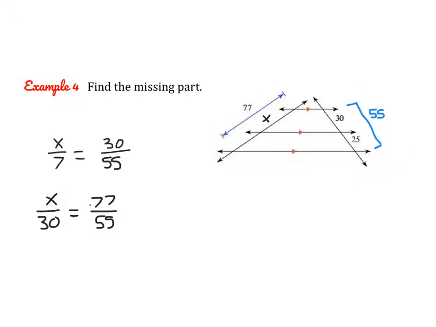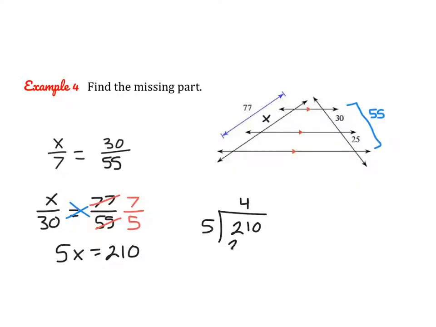So for this problem, let's divide the numerator and denominator by 11. And then we can cross multiply. So we get 5x equals 210. Let's do 210 divided by 5. So we get exactly 42.